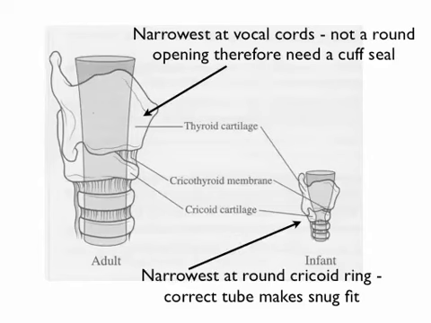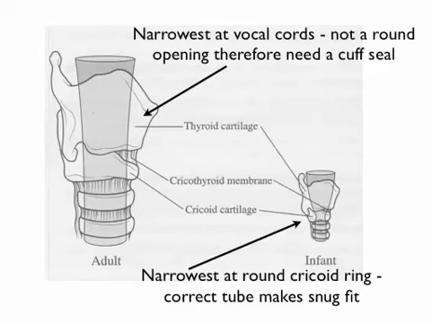Another distinguishing feature of the pediatric airways is where the narrowest part of the airway is, and this is also involved in the question about cuffed and non-cuffed tubes. In adults, the narrowest part of the airway is at the vocal cords, but this is not a round opening, so the round tube doesn't seal well at the narrowest point of the airway, and that's why we have a cuff further down to make a seal for the adult tubes.